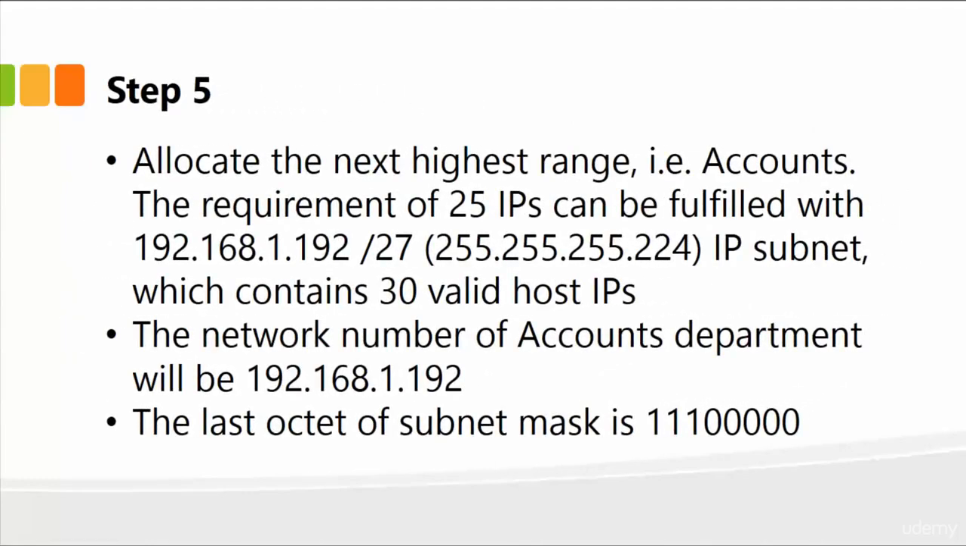Next is step 5. We continue on with the next department, which is accounts. Same process. This is the same exact process. All you're doing is just the last octet of the subnet mask is now borrowing another bit, which is 111 and then 5 zeros, right? So you can see how we move forward from one department in descending order. We had sales, we had purchase, and now we're in accounts. So accounts has, for instance, 30 valid host IP, which satisfies the requirement.